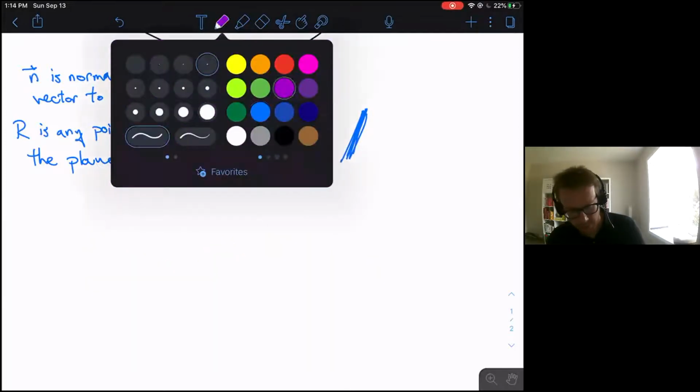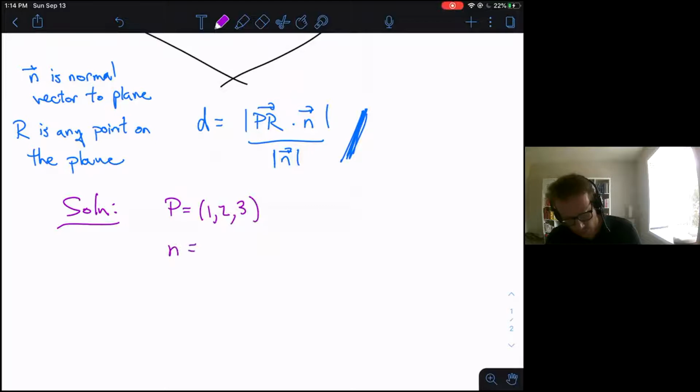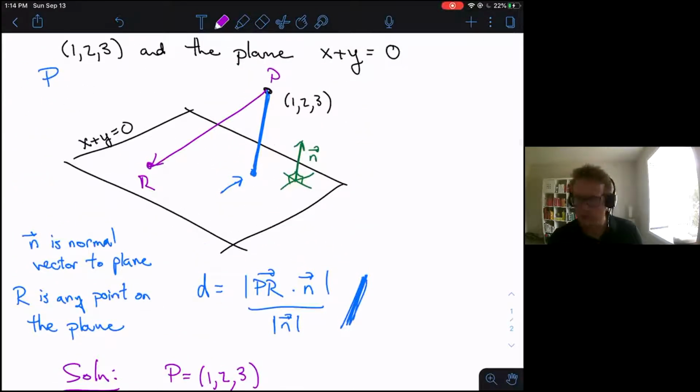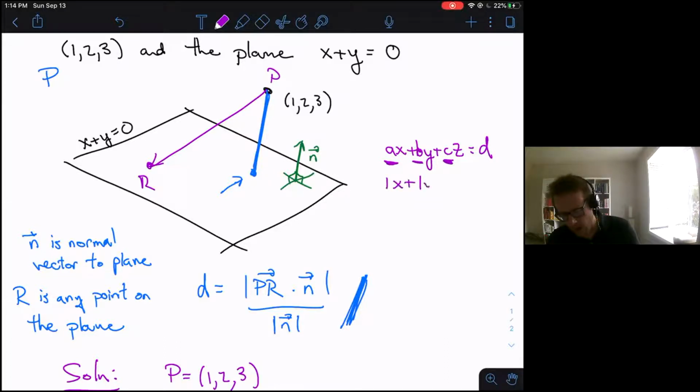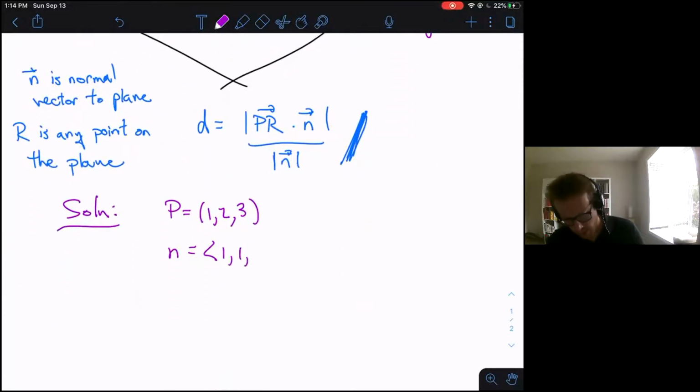Now I'm going to go ahead and solve the problem. This is the solution to the problem here. We already know what P is: P is 1, 2, 3. We can figure out what our normal vector is. Remember, for any equation of a plane, we have maybe AX plus BY plus CZ equal to D. The normal vector is given by these coefficients, A, B, C. In this case, with our equation of the plane, we can write 1x plus 1y plus 0z equal to 0. So we can figure out our specific values for A, B, C, and D. This is our equation of the plane, x plus y equals 0. And now we can see that the normal vector in this case is going to be 1, 1, 0.